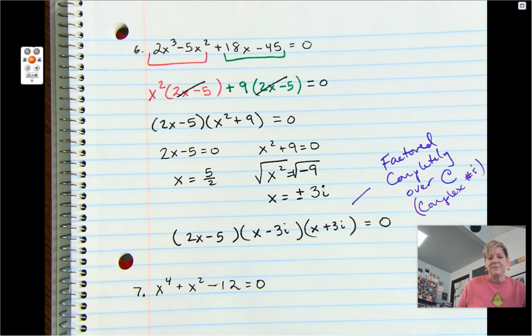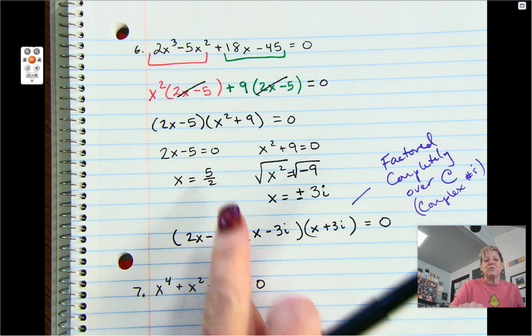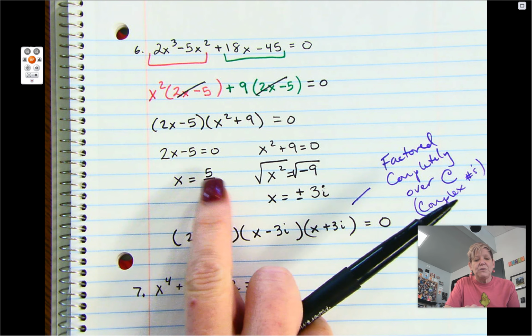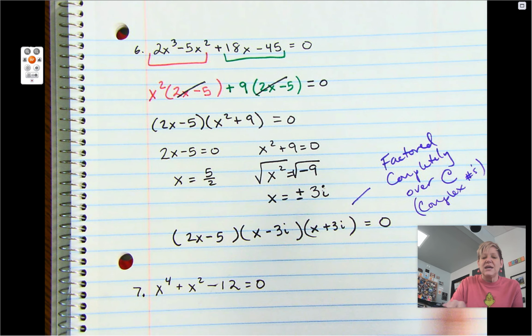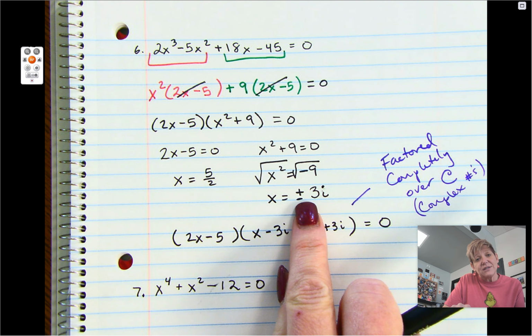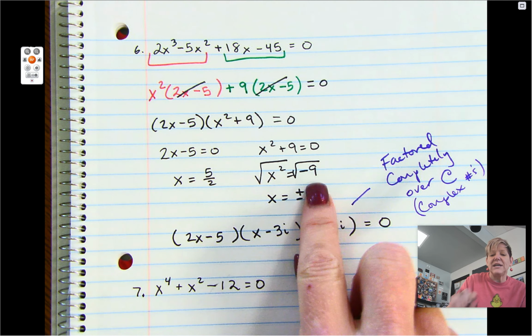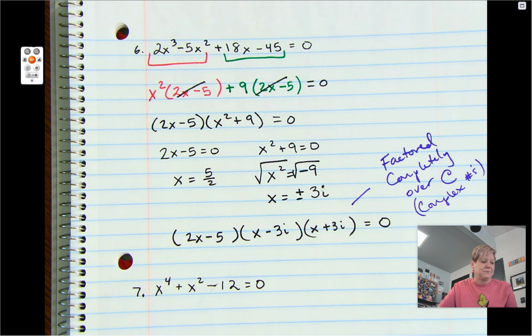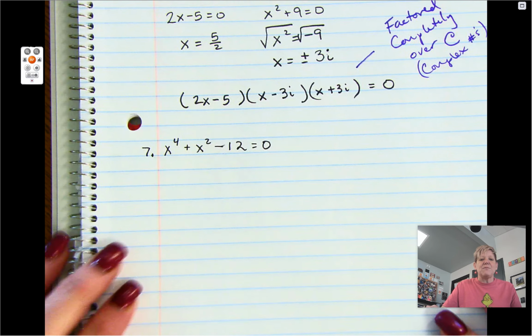Okay. So it has one real rational solution, and it has 2 complex solutions. They're actually called complex conjugates. All right, moving on. Number 7.